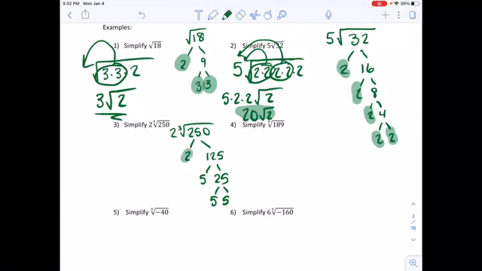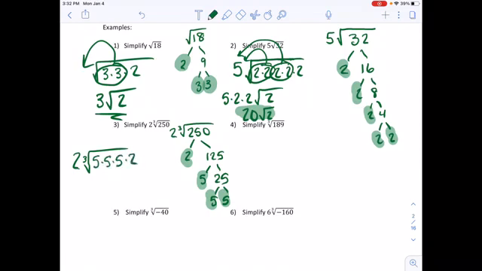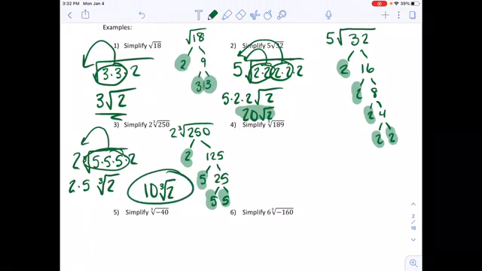Thankfully, that's not going to be too hard. There's a group of 3 5s. So we bring that out front, so we have 2 times 5 cubed root 2. So 10 cubed root 2 is the simplification here. Okay?